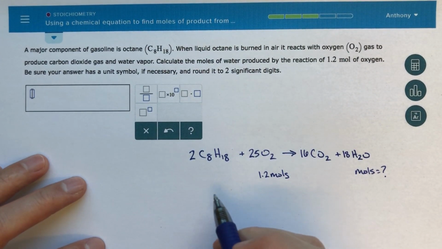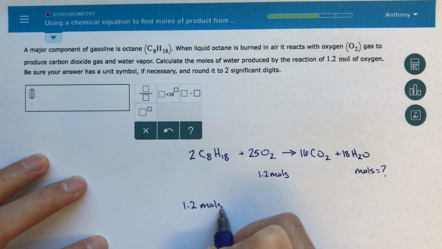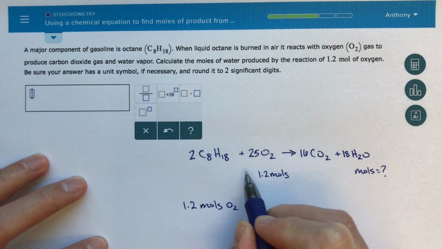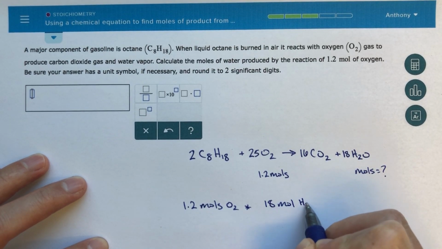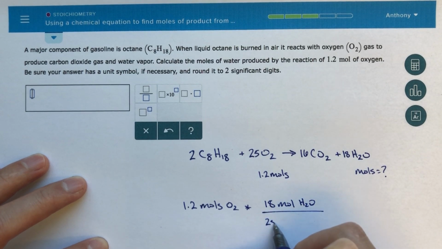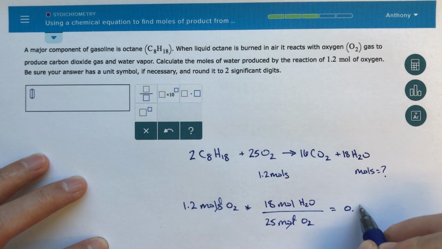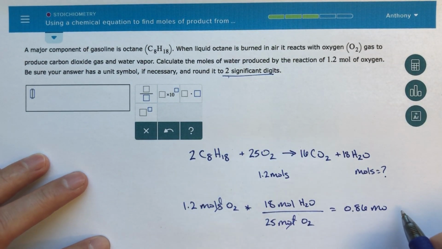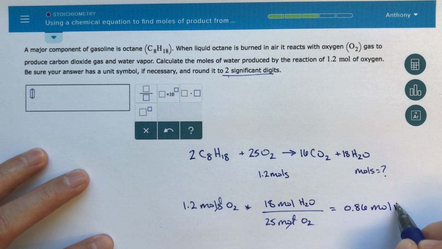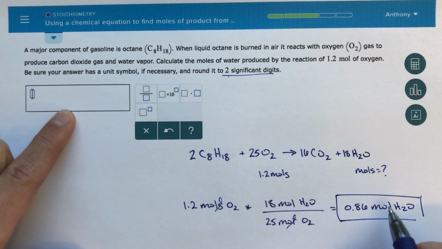Now that I have it balanced, then I can do that mole ratio thing where I say, well, I have 1.2 moles of O2, and I basically want to convert that into moles of water. 18 moles of water are produced every time I consume 25 moles of O2. My units of moles of O2 will cancel out, and then I'll be left with 0.86, 2 significant digits, 0.86 moles of H2O. So that is my answer that I would put in up here.